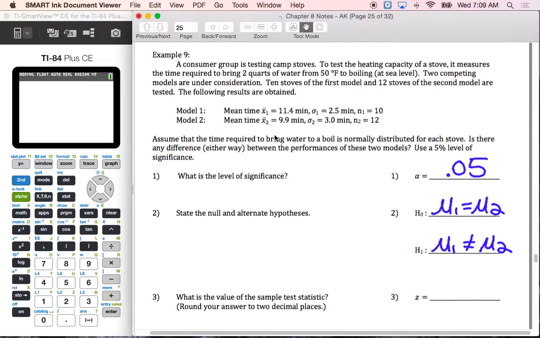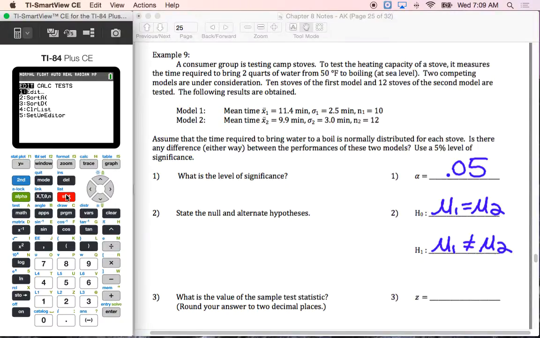Now we got to go to our calculator. So we're going to go to our stat, over to test. Now remember what we're trying to look for. We want to find the two sample z-test. So look for two sample z-test. It's number 3 for me. And now we're going to fill in all of our parts. So still have stats, but fill in your parts.